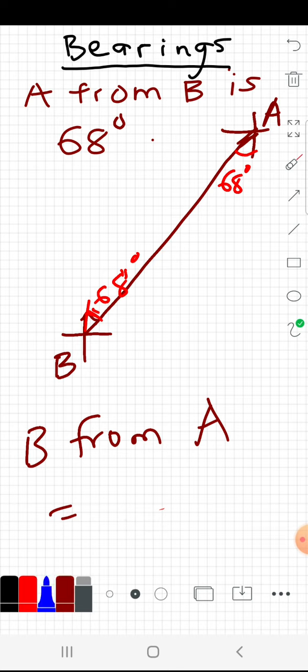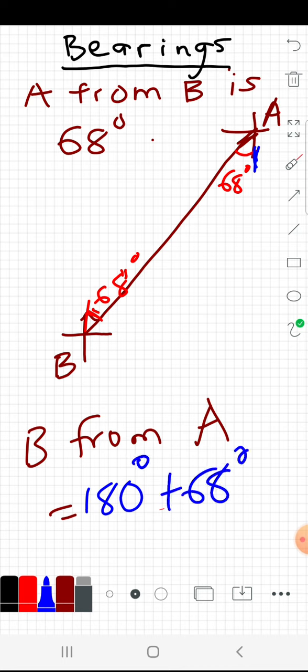So B from A, my joining line is the joining line here at A, this line, the joining line is married to the south, and that south is 180 degrees. So add 68 to that, plus 68 degrees, and that gives me 248 degrees. So the bearing of B from A is 248 degrees. One more example. Please come with me, don't get tired.